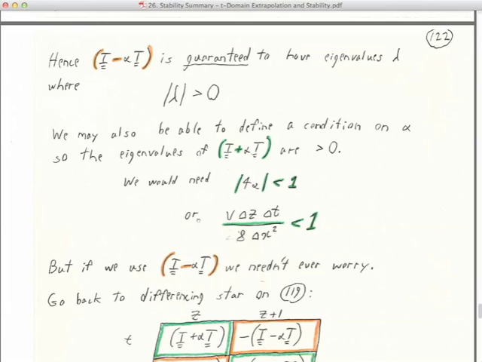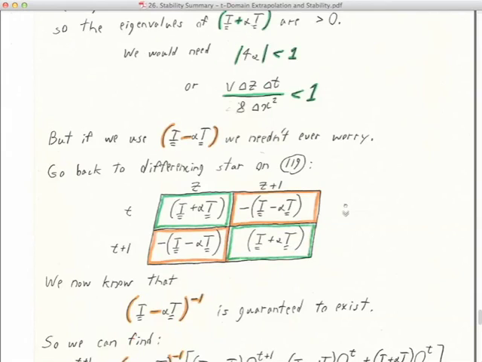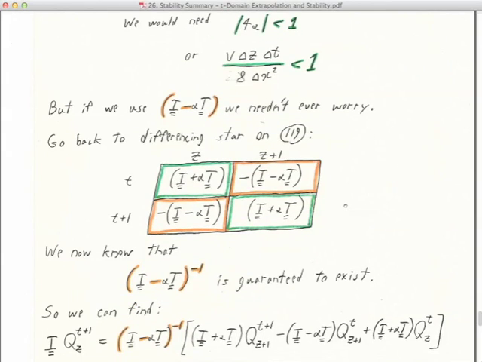In other words, v, the velocity, times delta z times delta t divided by 8 divided by delta x squared would have to be less than 1. So that could be used, but we don't need it. We have this perfectly good brown matrix that we can always invert. No trouble, and it will not blow up our system.